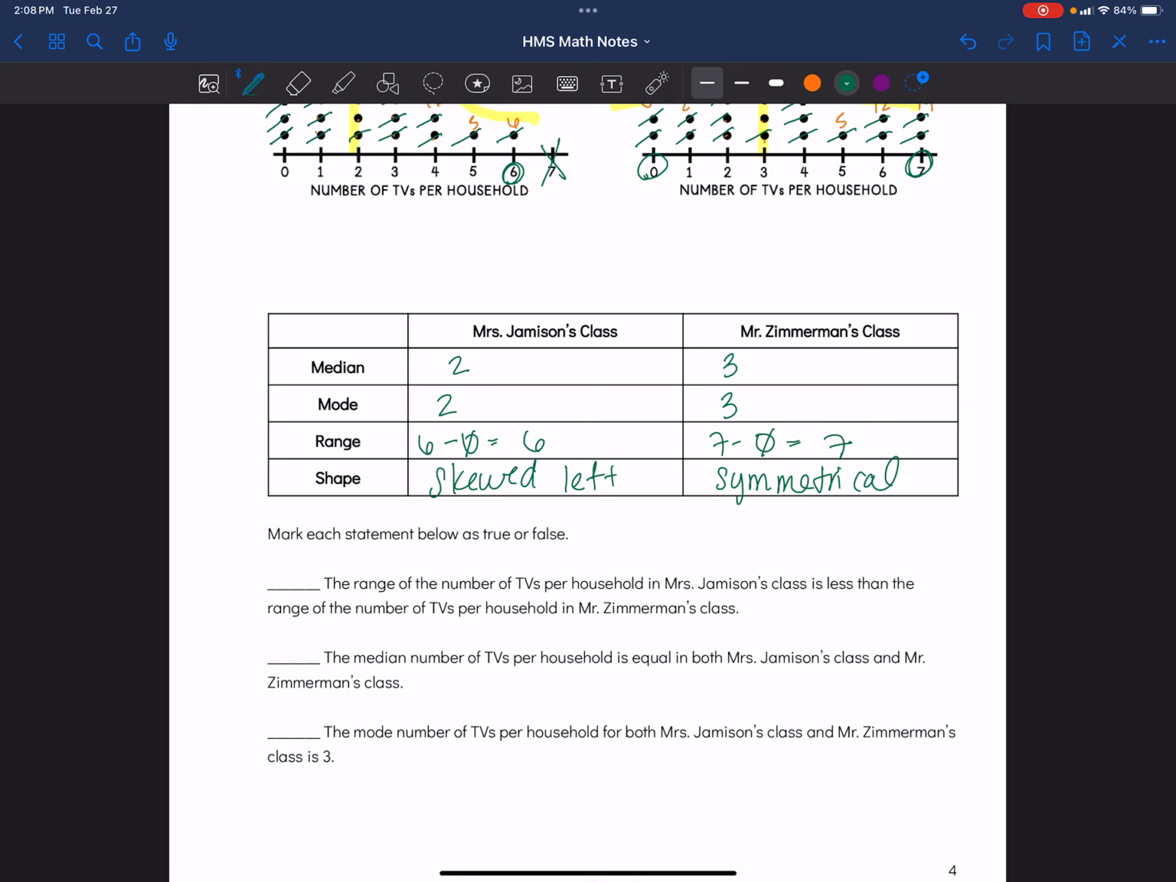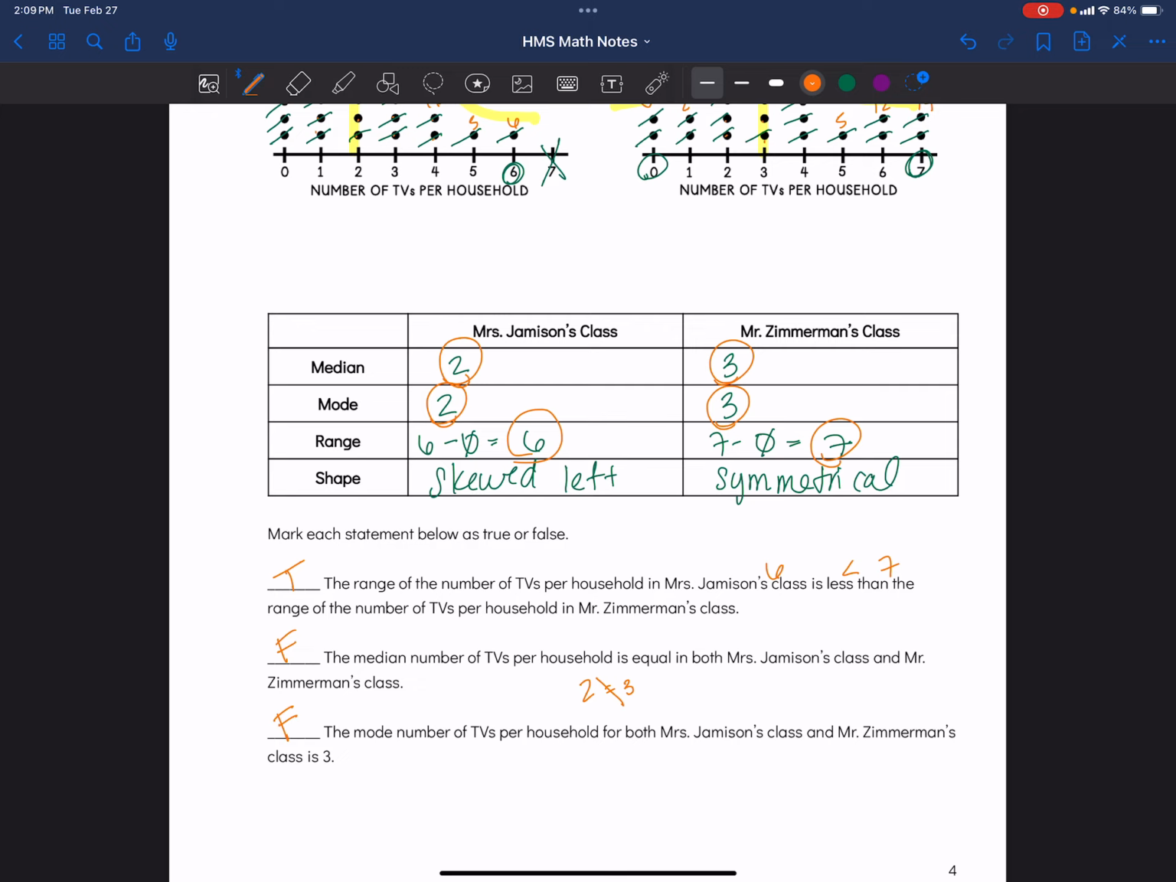Okay, we're gonna go through true or false. We did all of our analyzing and now we are actually going to read and figure out what this is saying. So the range of the number of TVs per household in Mrs. Jameson's class, 6, is less than the range of Mr. Zimmerman's. Well, that's definitely true because 6 is less than 7. That makes sense. All right, the median of TVs per household is equal in both Mrs. Jameson's and Mr. Zimmerman's. So the median is 2 equal to 3. No, so that's false. The mode of TVs per household for both is 3. So the mode for Jameson's is 2, Mr. Zimmerman's is 3. So again, that's false.